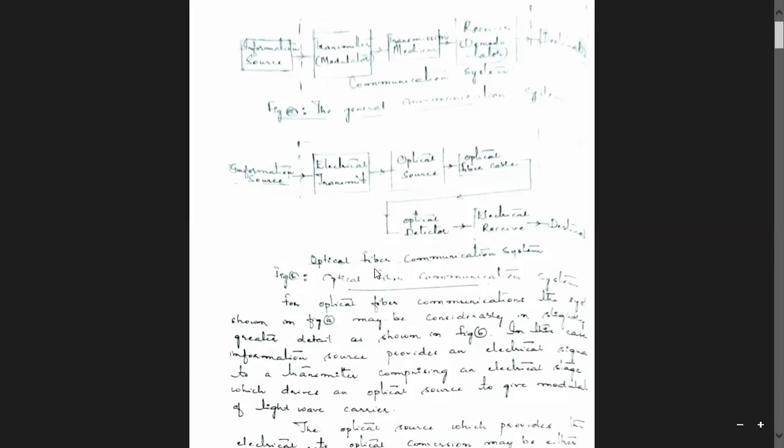So this is the concept of the optical fiber communication system. We do not find much difference between this general communication system block diagram and the optical fiber communication system block diagram. The only difference is this electrical transmit and optical source. This is the transmitter section in the case of optical fiber communication system. Similarly, on the receiving side, we have one more combination, that is optical detector followed by the electrical receive.